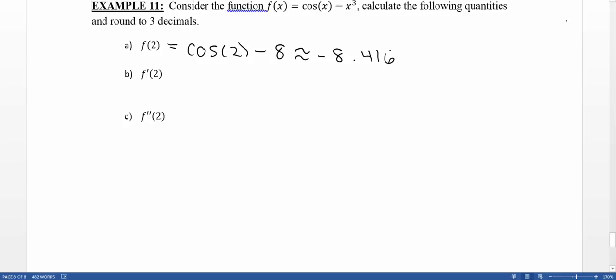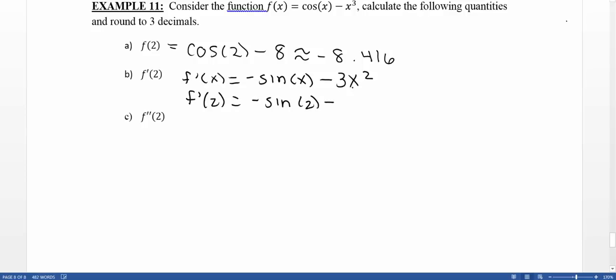Next, we want to find the derivative at 2, which means that we first need to find the derivative function so that we can plug in a 2. The derivative of cosine, we said, was negative sine x minus, and the derivative of x cubed is 3x squared. So we want to plug a 2 into that function. So negative sine of 2 minus, if you plug in a 2 into 3x squared, you get 2 squared, which is 4, times 3 is 12.